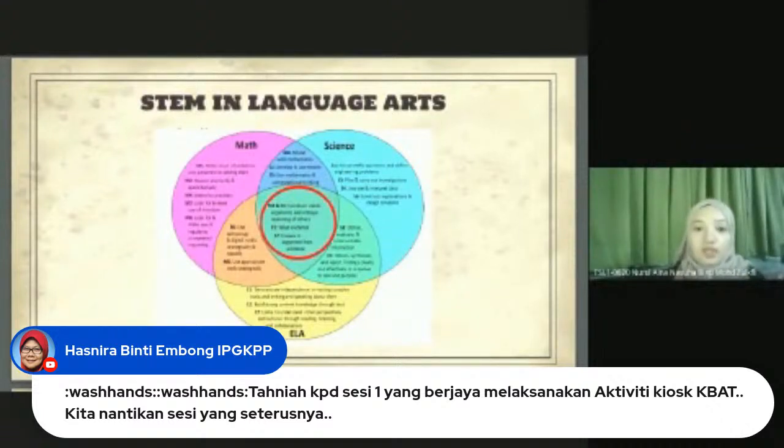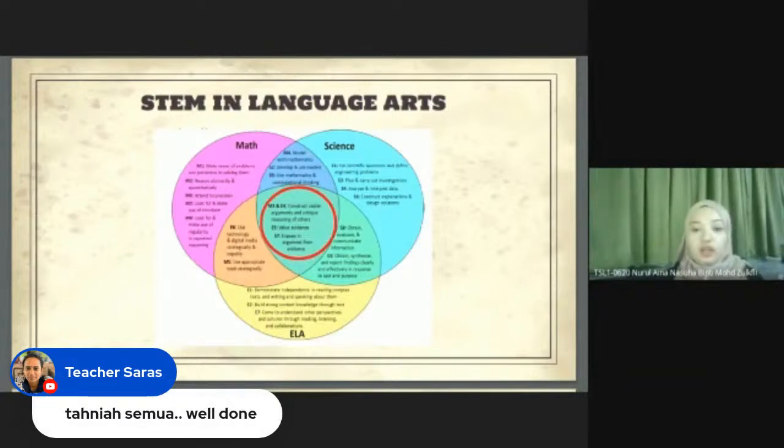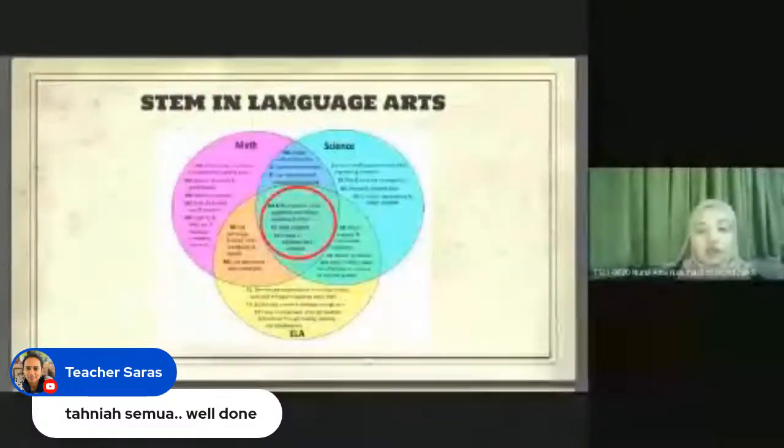And basically, English language arts covers the elements of STEM, which are mathematics, engineering, and science. The example of the maths element in English language arts is using the appropriate tools strategically and the ability to construct viable arguments and critique the reasoning of others. For the element of engineering, it can be seen from the use of technology and digital media strategically and capably. And lastly, the element of science helps to obtain, evaluate, and communicate information, other than also helping to engage in argument from evidence. Okay, next slide.